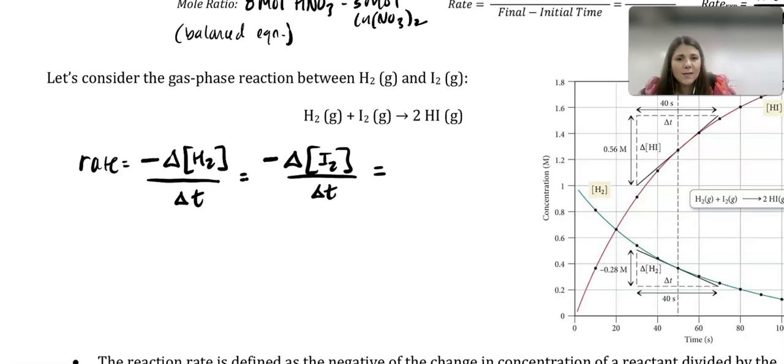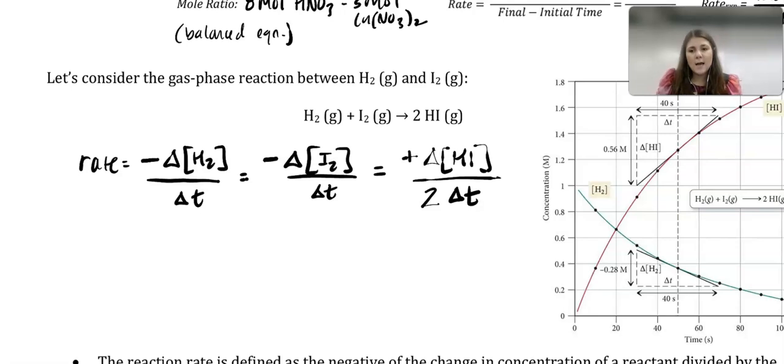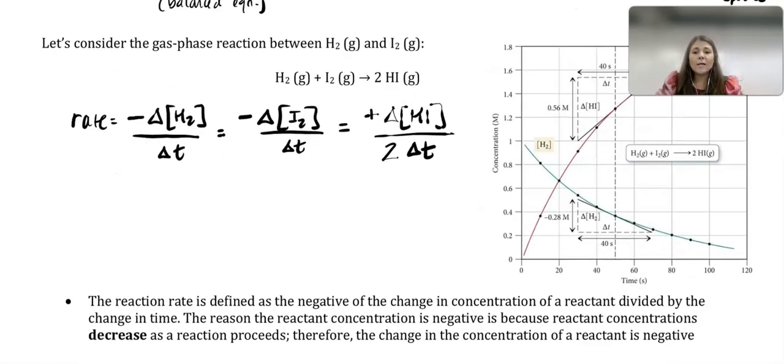And then for HI, this is a rate of formation. I'll put a positive change in concentration of HI divided by 2, because there's a coefficient 2, delta T. All right. Now, the reaction rate is going to be defined as the negative change in the concentration of a reactant divided by that change in time. That's why we just wrote that expression right there, okay? And again, they get negatives because they're decreasing over time, and the products are gaining over time, so positive.